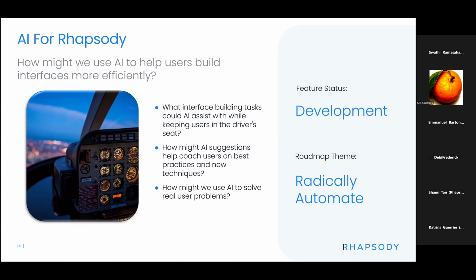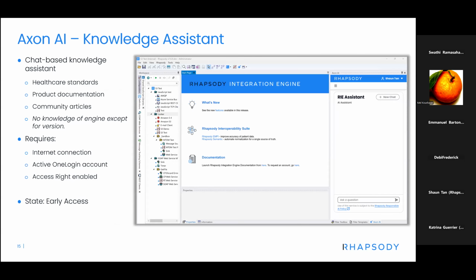So, come on to the next slide. So we have come up with Axon AI, a knowledge assistant. This will be a general knowledge assistant that is coming with Rhapsody 7.6. The intent of this is to allow you to answer any questions on healthcare standards, product documentation, and maybe community articles as well.